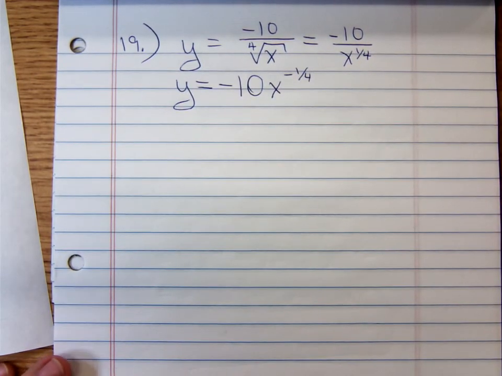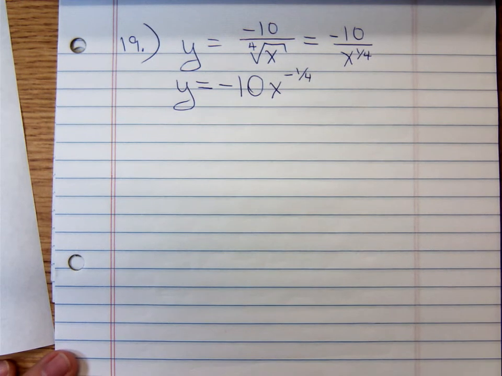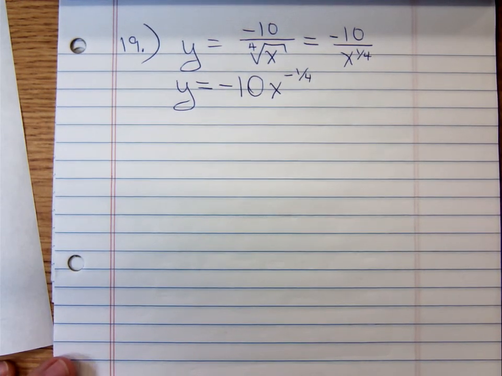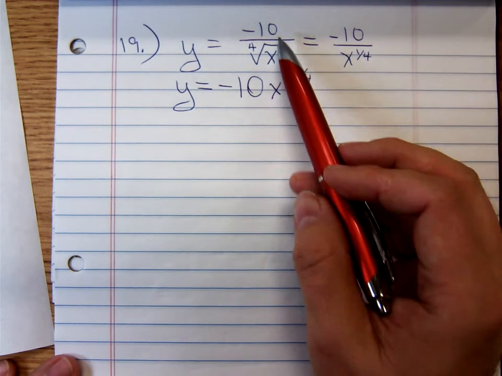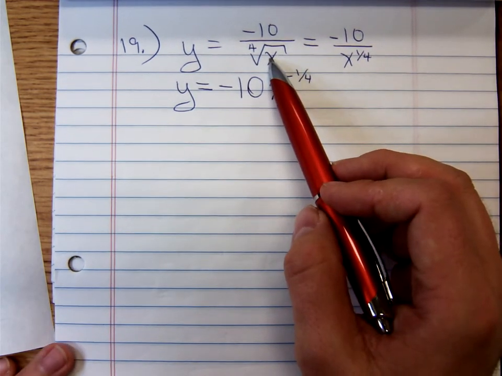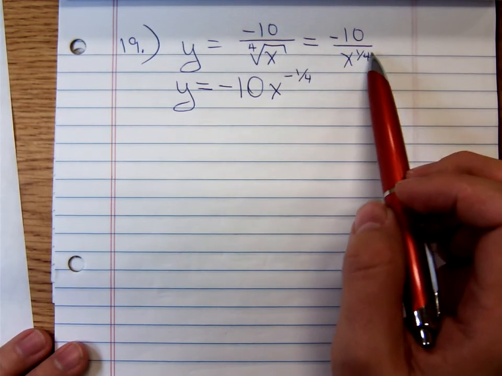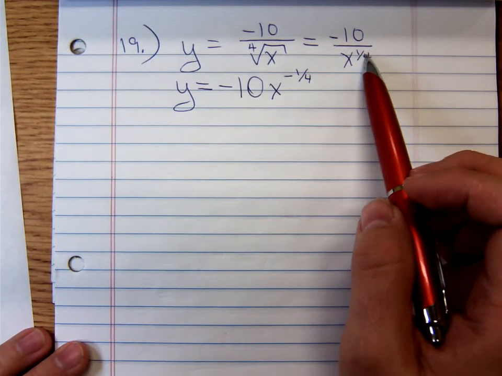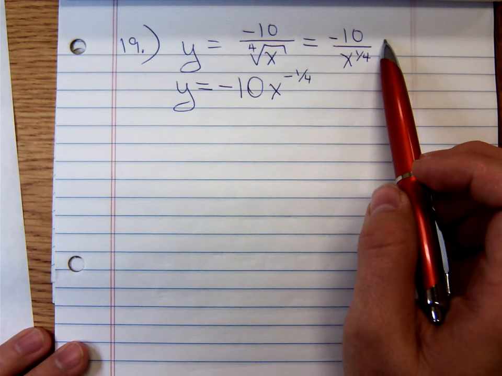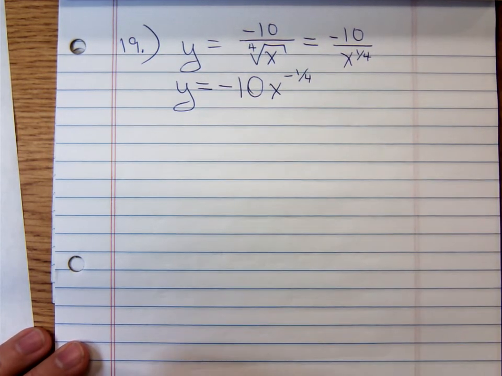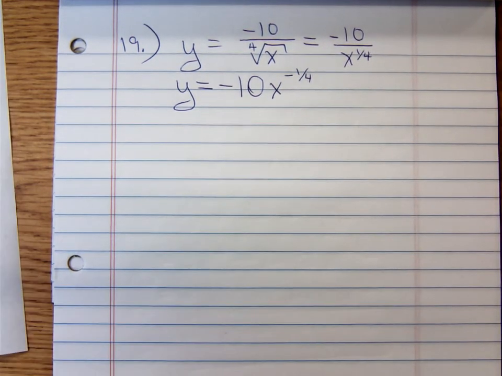And once again, I haven't found the derivative yet. I'm just having to rewrite this so that I can apply my derivative rules. Negative 10 divided by the 4th root of x. The 4th root of x is the same thing as x to the 1/4. I then pick up the x to the 1/4, move it out of the denominator, changing the sign on the exponent. And once you do that, the derivative falls out very quickly.